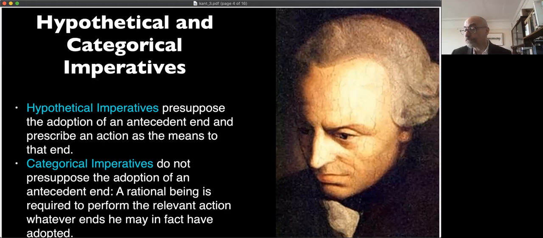Now, the claim that categorical imperatives are unconditional and so not dependent upon the adoption of some antecedent end is really easily misunderstood. According to Kant, every action involves an end. Rather, a categorical imperative you can think of as a requirement to take something as an end. It's a requirement on all rational beings, insofar as they're rational, to act for the sake of some end. What that is won't be clear to us until we get to the second formula.